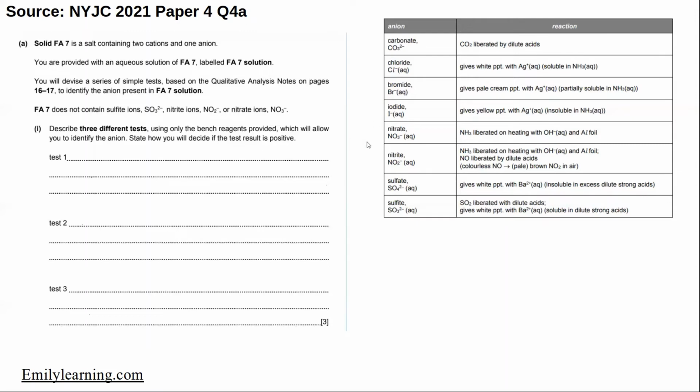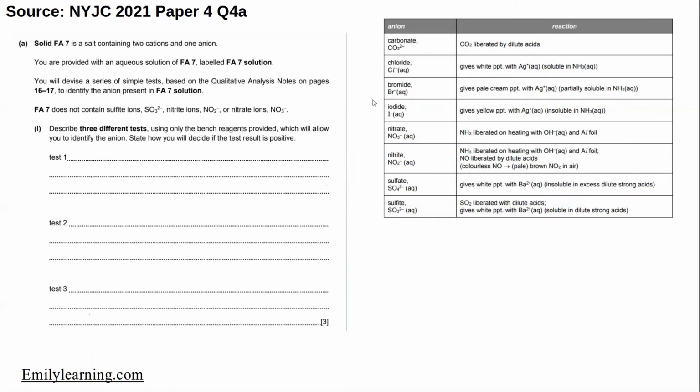Then we are told there's no nitrite and nitrate, so we do not need to look at these two tests. So we'll go on to look at the sulfate test, which says that we add aqueous barium solution. If a white PPT forms, that means sulfate is present. Then this is sulfide, which we also do not need to test for based on the question here.